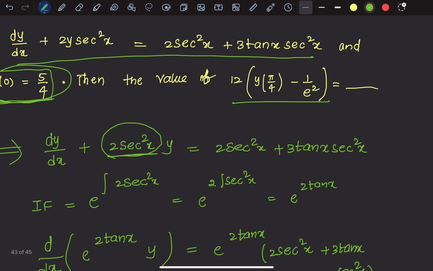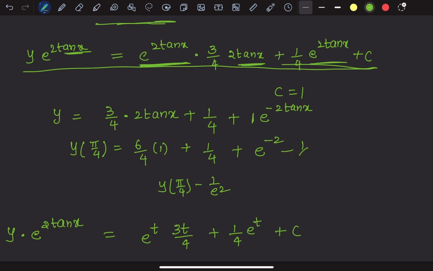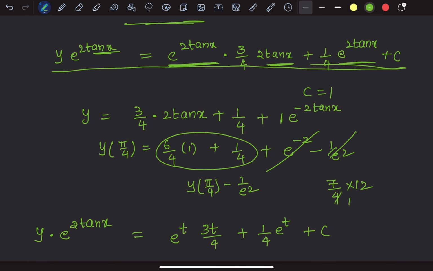Alright, now we have to find out e to the power y of pi by 4 minus 1 by e square. So what is y of pi by 4? This is 6 upon 4, tan pi by 4 is 1, plus 1 by 4 plus e to the power minus 2. Now y of pi by 4 minus 1 by e square: you will get a minus 1 by e square here, so these two will get cancelled. Now we have 7 by 4, and this 7 by 4 has to be multiplied with 12. 4 ones are 4, 4 threes are 12. So the answer is 21.